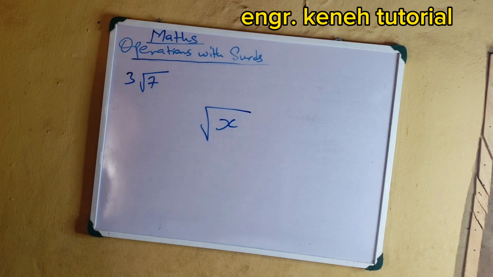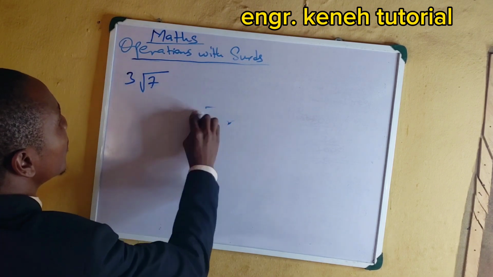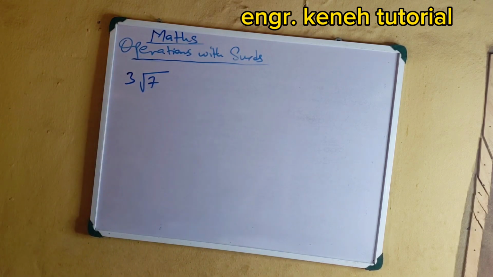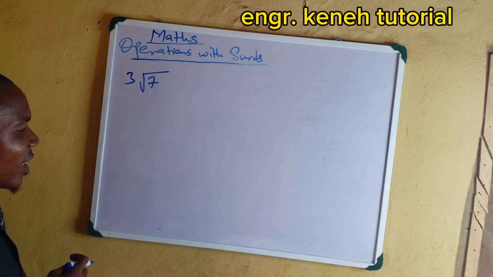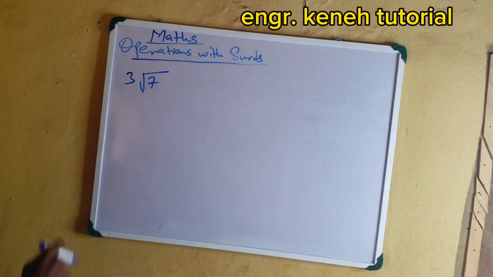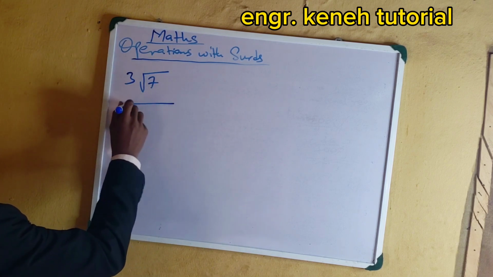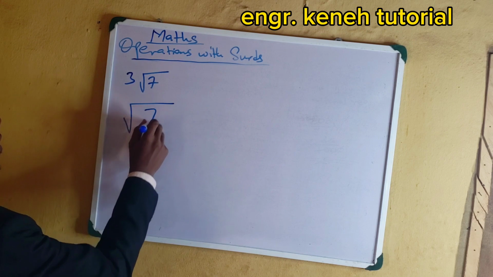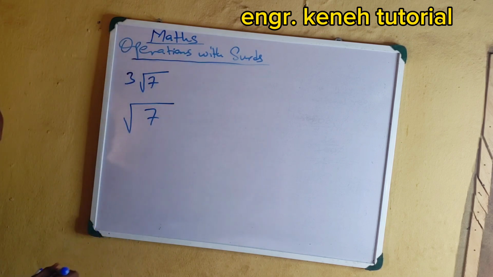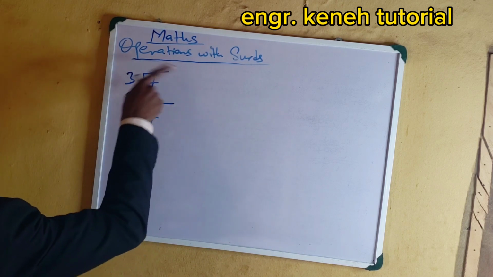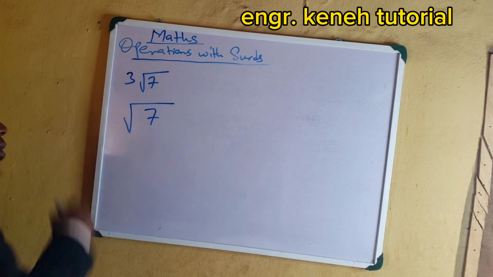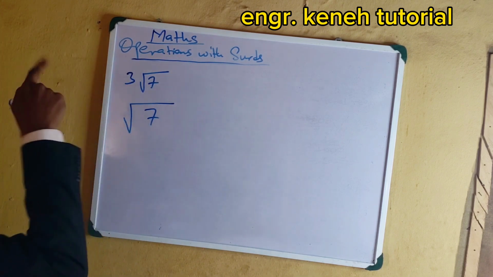All right. So you may be asked to convert this kind of surd to a single surd. If you are asked something like that, what do we do? It means that, first of all, you write this one. This one will cross over here. And before it crosses, you have to make it raised to power 2. We have 3 here. It should be 3 raised to power 2.